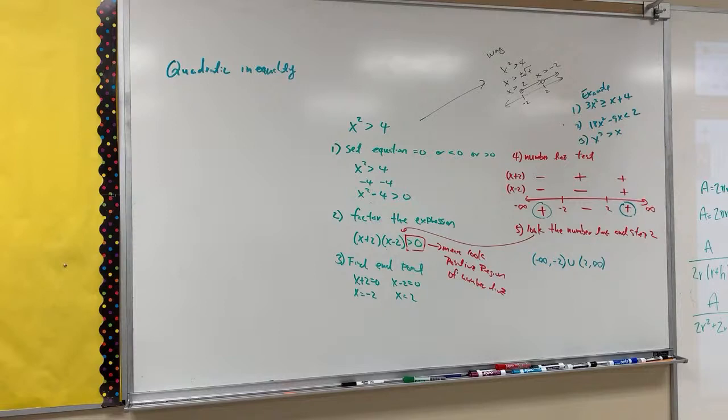So that would be negative, because if there's an odd number of negatives, then it will be negative. Command tests tell you which region is positive and which is negative. But this one's greater than 0, so that's why it's looking for the positive region. If it's less than 0, negative.